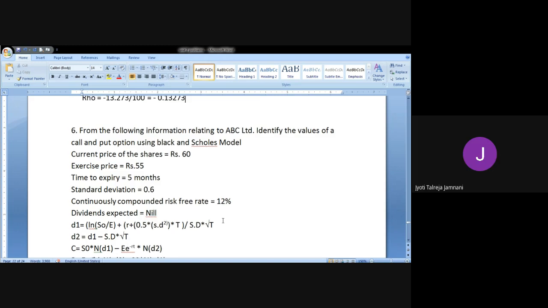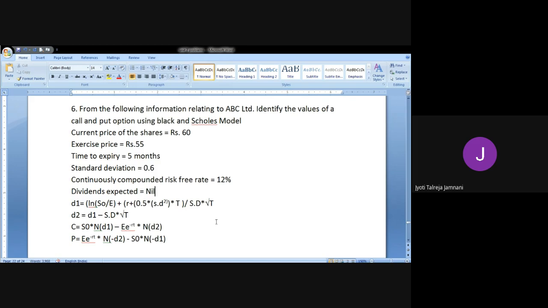Let's do the sixth problem. Now, in the sixth problem, they have not asked you to do option Greeks, only finding the call and put option. So, a simple way we'll do it. And I have done two sums on option Greeks, that is delta, gamma, theta, vega, and rho. It is enough, I feel, because just the formulas that you need to remember and put the values correctly, you'll get the answer. So, we'll do this sixth sum.